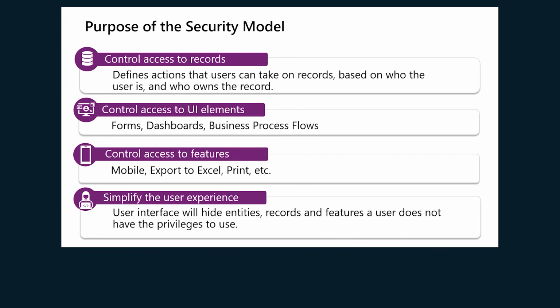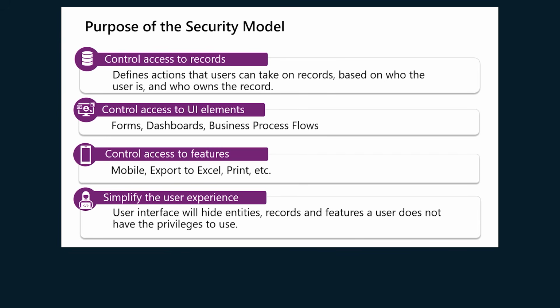For example, a sales representative may have access to their own leads, while a manager can view and edit records across their team. This granular control is essential in regulated industries like healthcare or finance, where data access must be tightly governed. Beyond record level access, the security model also governs the user interface and application features.